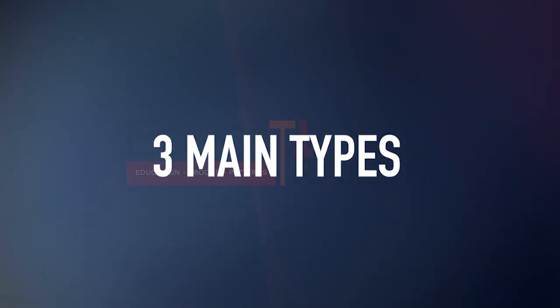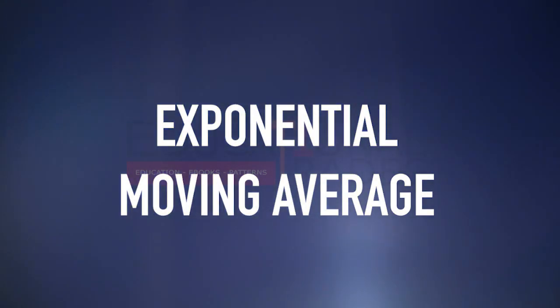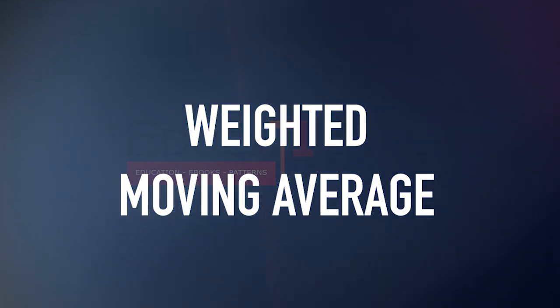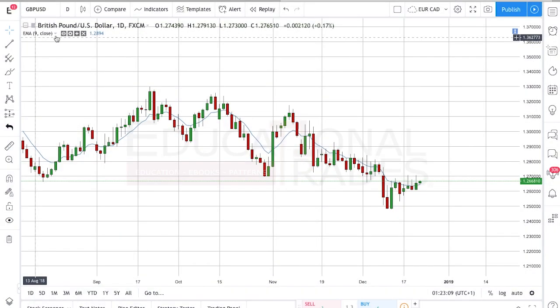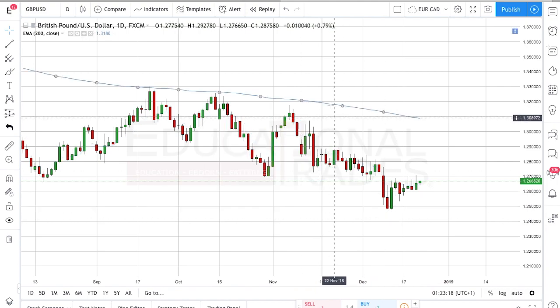There are three main types of moving average: simple, exponential, and weighted. Each of these has its own calculation formula because they assign a different importance to the most recent periods examined.